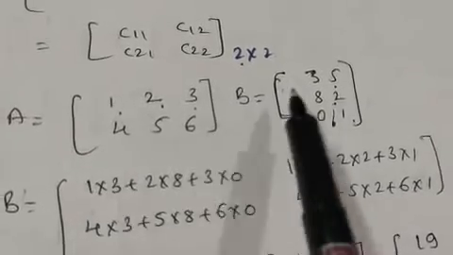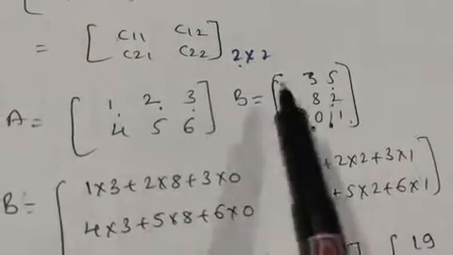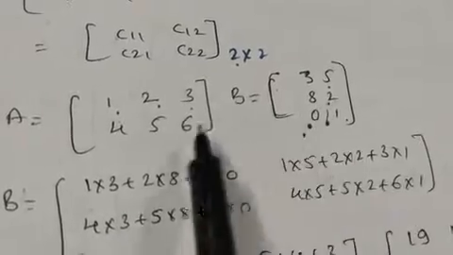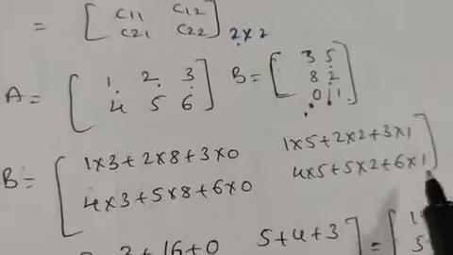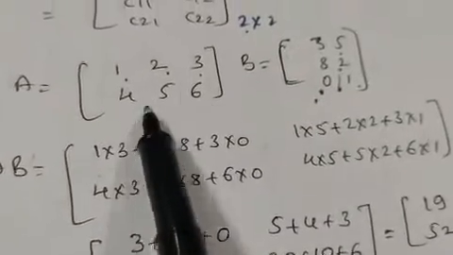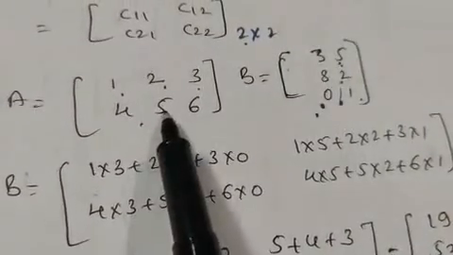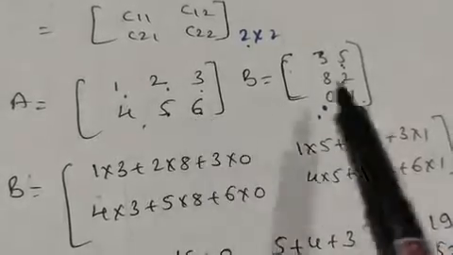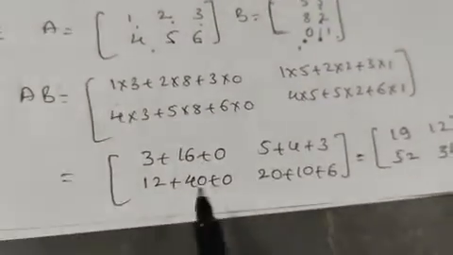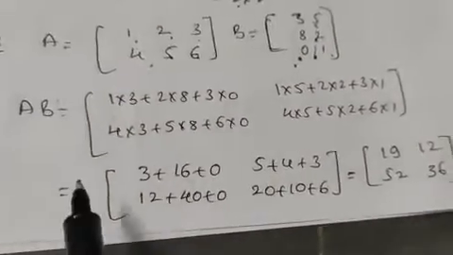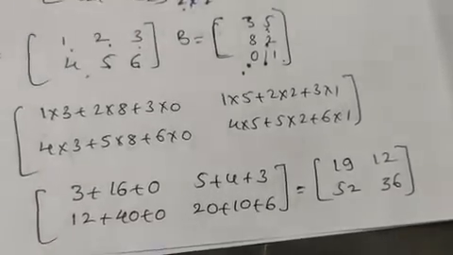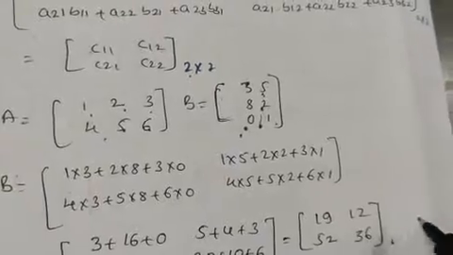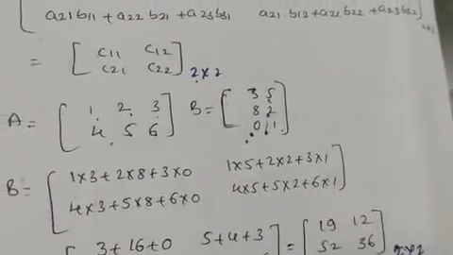Then second row into first column: 4 into 3 plus 5 into 8 plus 6 into 0. And lastly, second row into second column: 4 into 5 plus 5 into 2 plus 6 into 1. So after simplification you will get A into B is equal to 19, 12, 52, 36. It is again 2 by 2.